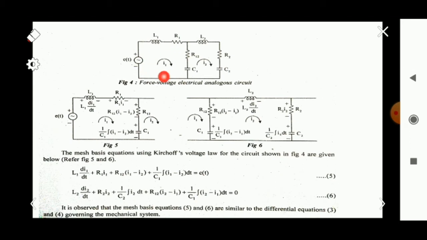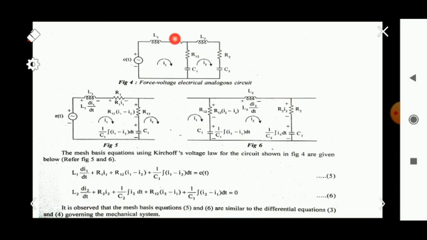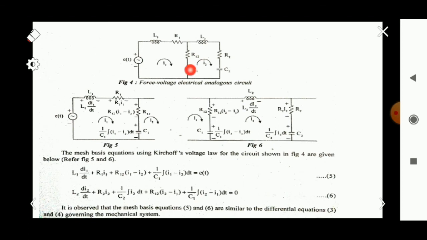We draw it like that, this is the first loop. Instead of f of t we draw E of t, instead of m1 we draw L1, and instead of b1 we draw r1. We know that k1 and b12 are common. Instead of k1 we draw capacitor c1, drawn in such a way that it is common for the two closed loops, and instead of B12 we have R12, which is also common for the two loops. So this is the first figure.